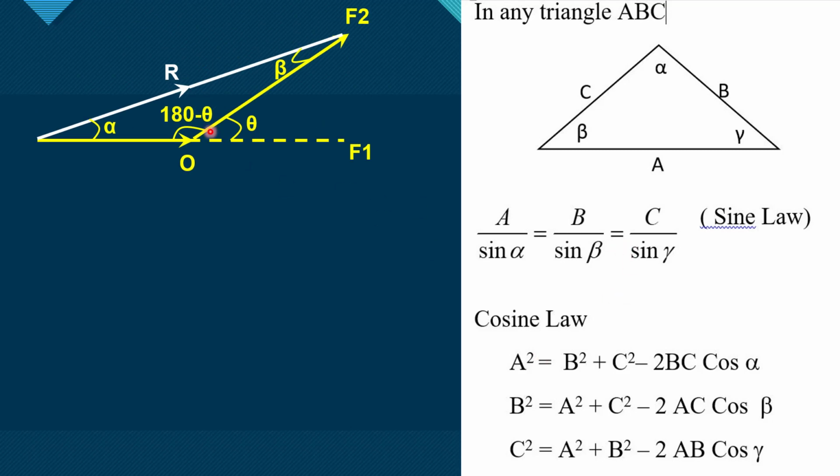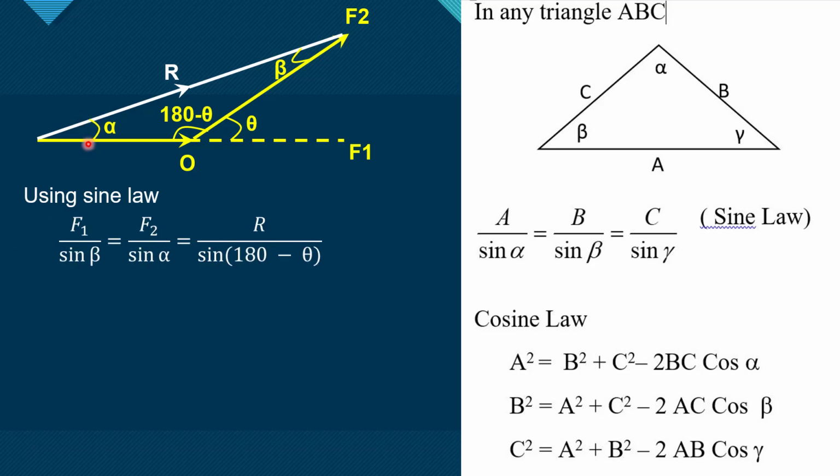You can apply the sine law here for finding out the direction of the resultant force. So, what will be that? Using the sine law, we can write R divided by sine of 180 minus theta will be equal to F1 divided by sine of beta, which will be equal to F2 divided by sine of alpha. So using this sine law, you can find out the direction of the resultant force with respect to F1 or with respect to F2.